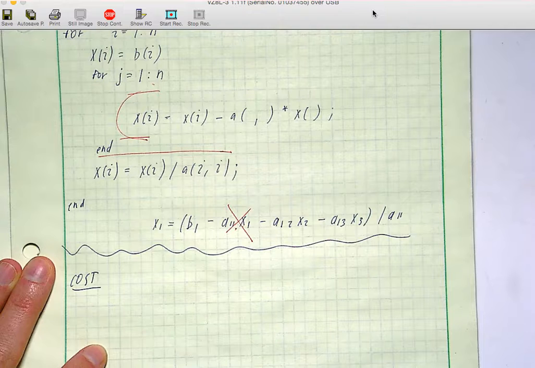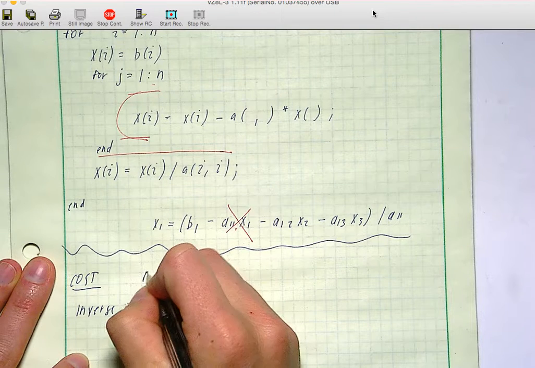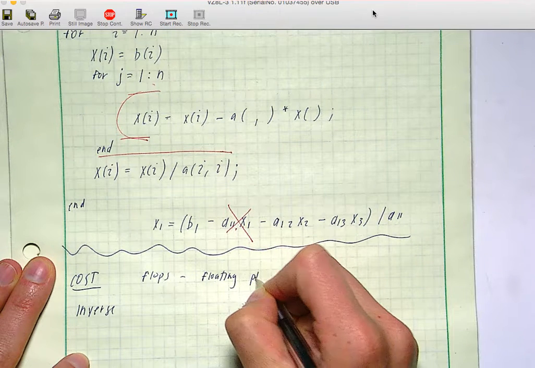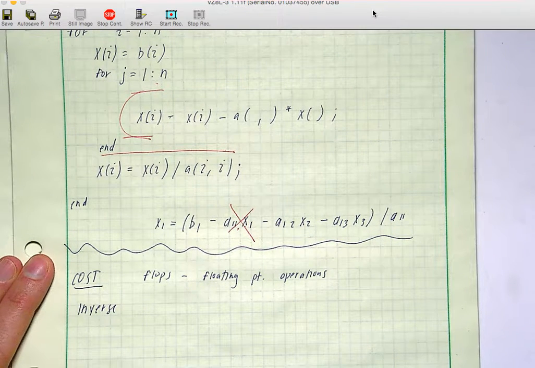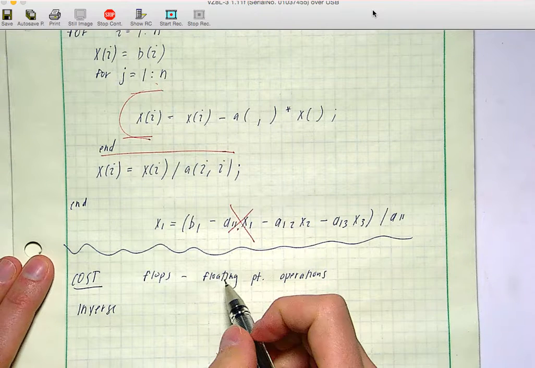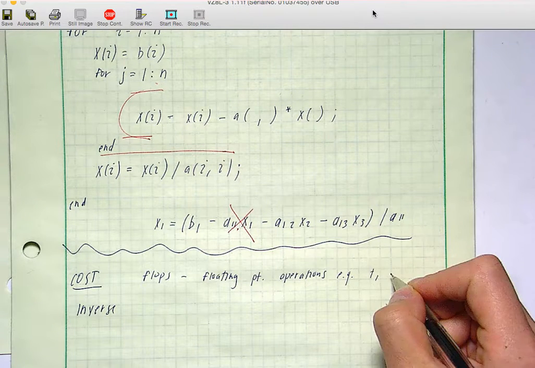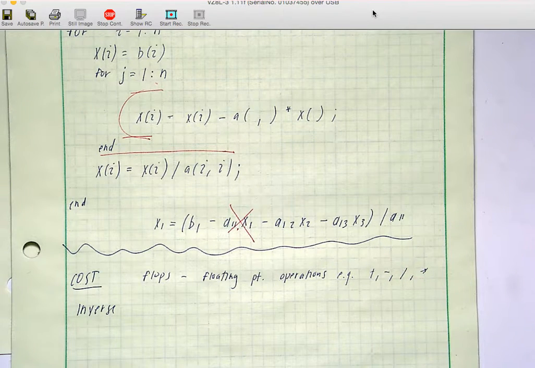I want to end by giving you an explanation of cost. I've used this word a few times in lecture, and now I'm going to define it. The unit that you need to understand for cost is called a flop. A flop stands for a floating point operation. Floating point means it's that 64-bit number that's the default in MATLAB. An operation means that you're doing any arithmetic: addition, subtraction, division, multiplication, whatever. Each one of those operations is the way that we measure cost.